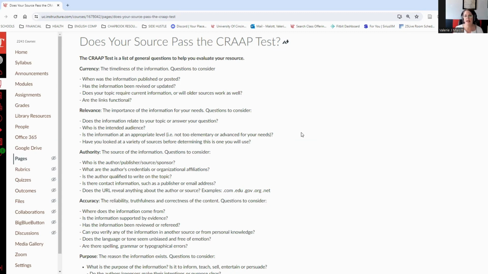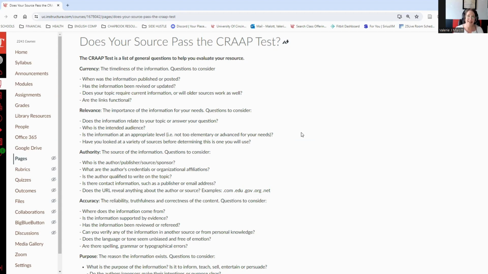When we move to relevance, that is really how important that information is to your topic. So you want to think about things like, does it relate to your topic or answer your question? If you use something that isn't related to what you are actually researching and writing about, don't use it, right? Who is the intended audience? Of course, for our purposes, we want things that are intended for people who are probably high school age and up, right? Your contemporaries, high school age and up. You're not going to rely on a very simplistic book.